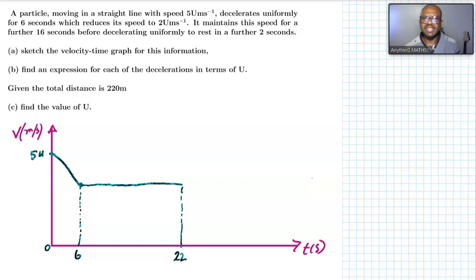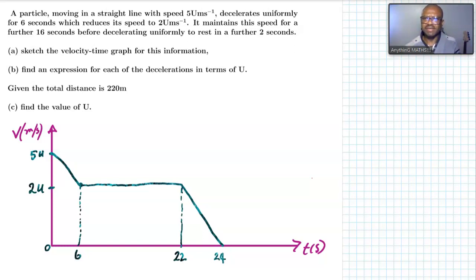And what happens after 16 seconds? Decelerate uniformly to rest for a further 2 seconds. So this place, you add 2 to it, it's going to be 24. And the velocity here will be 2u. So this, really, in terms of the first question, we've been able to sketch the velocity time graph.